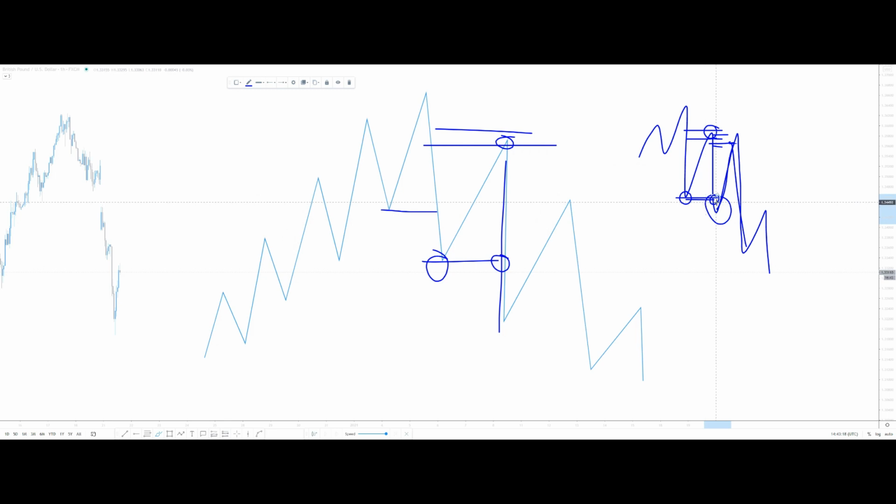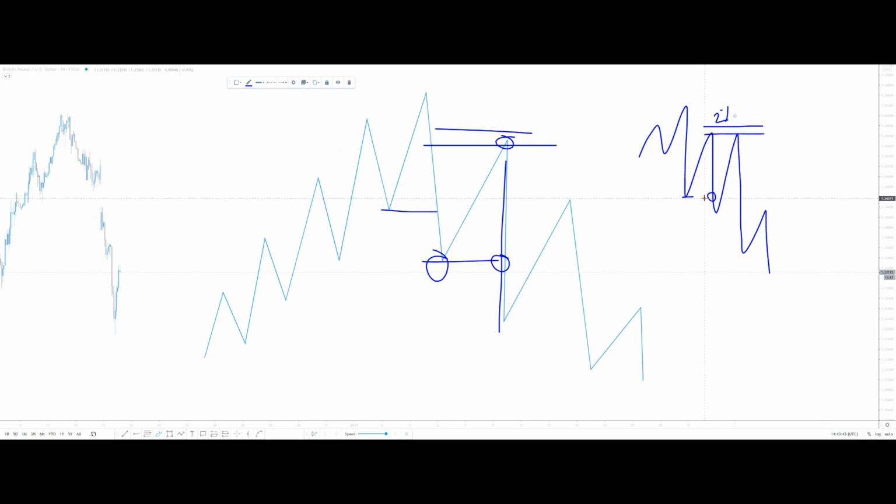So how to avoid this is, say for example, let me get rid of some of my drawings. Say I've entered this trade, my entry is here, my stop loss is there, and I've just moved to break even here, and I've used 2% risk.